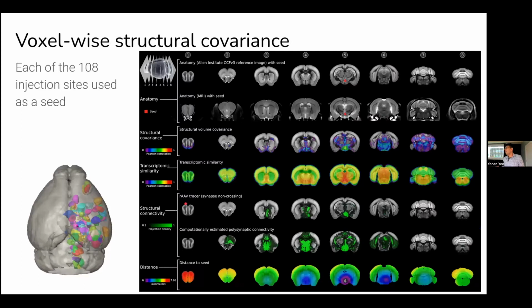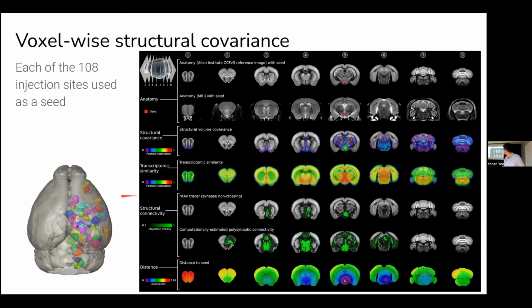We wanted to quantify this overlap between connectivity, gene expression, and, as Mallar asked before, distance. And we did this in a voxel-wise manner. So the data is quite heavy here, so I'm going to run you through what each of these data sets mean.